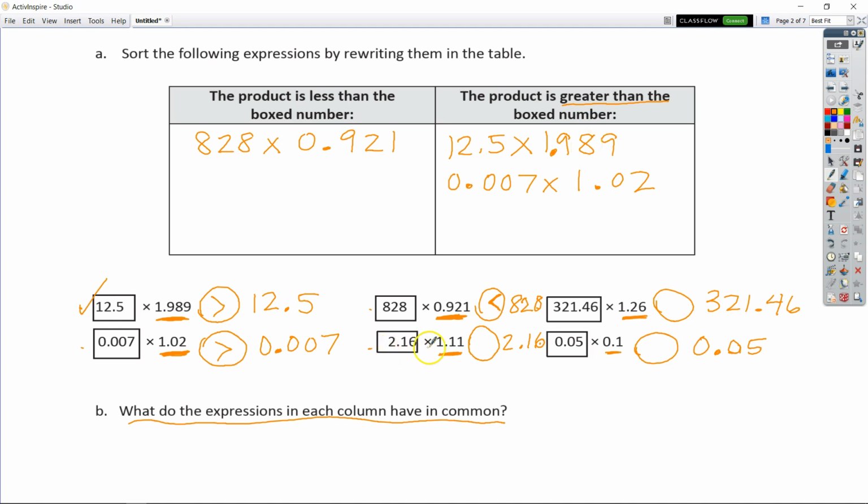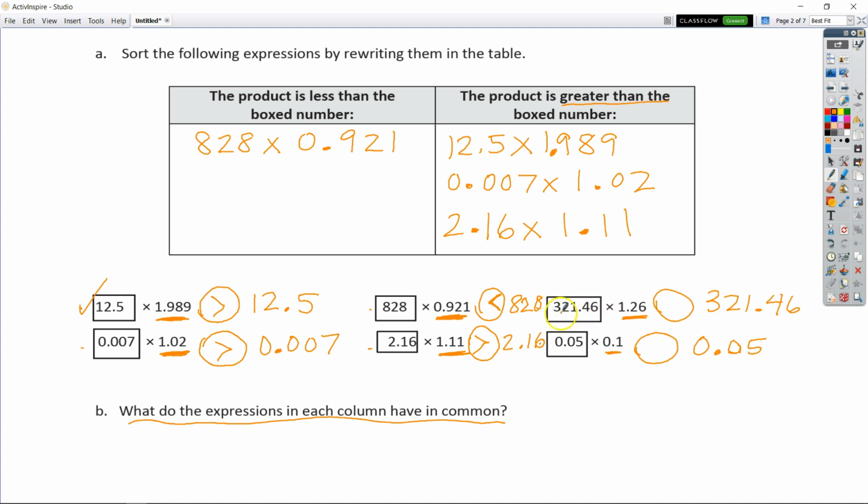Let's take a look at this one. So we have 2 and 16 hundredths times 1 and 11 hundredths. Our scaling factor is greater than 1. So when we multiply it by 2 and 16 hundredths, it's going to be greater than 2 and 16 hundredths. So it goes on this side here, greater than the box number side. You should start to notice something about these patterns here.